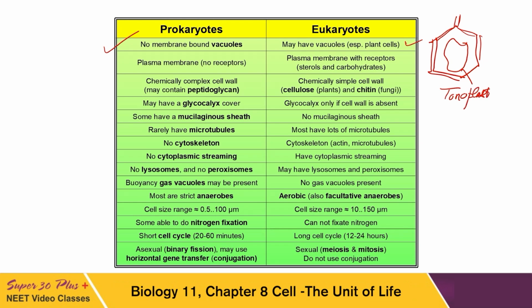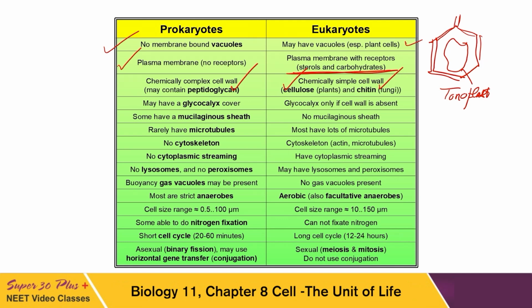Plasma membrane, that has no receptor, you can remember it. In eukaryotes, plasma membranes are with receptors, and have sterols and carbohydrate. Chemically complex cell wall made up of peptidoglycan. Here, if the cell wall is present, it will be of cellulose, or chitin, as in the case of fungi. I told you the detailed structure.